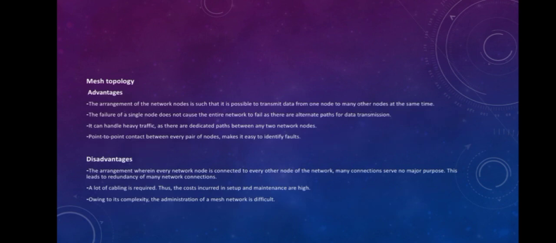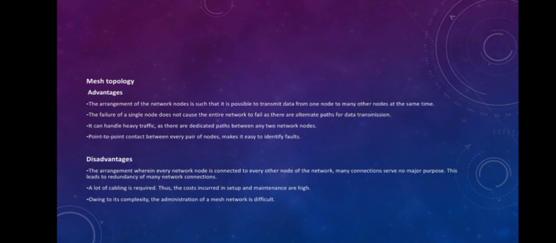The arrangement of the network nodes is such that it is possible to transmit data from one node to many other nodes at the same time. The failure of a single node does not cause the entire network to fail, as there are alternate paths for data transmission. It can handle heavy traffic, as there are dedicated paths between any two network nodes. Point-to-point contact between every pair of nodes makes it easy to identify faults.